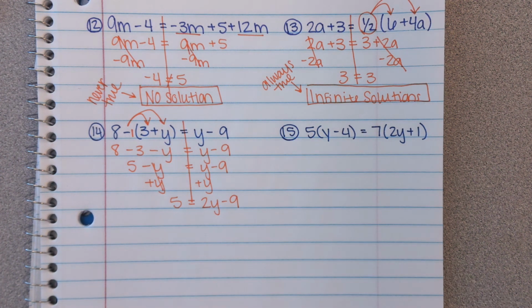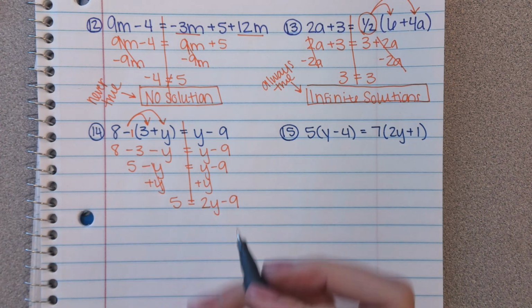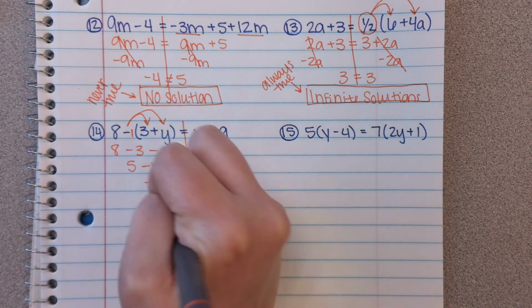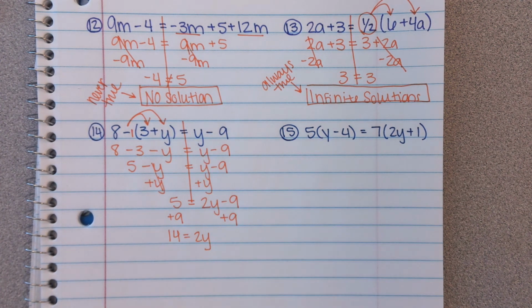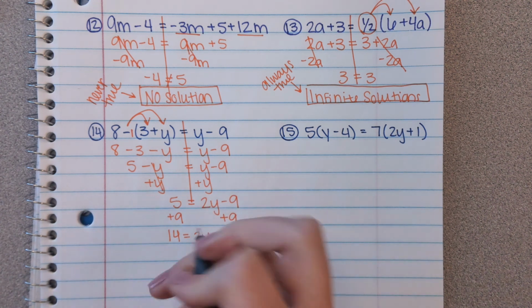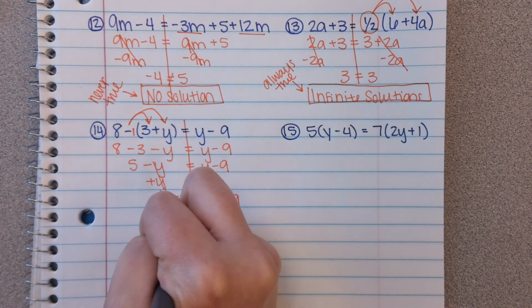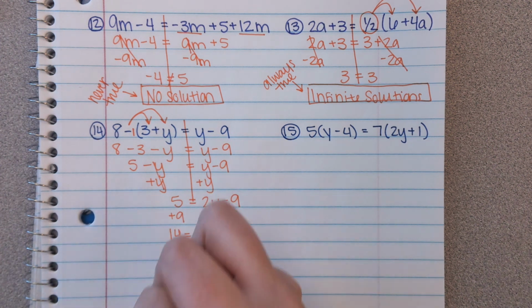Now, it's just a two-step, or you can think of bringing the constants to the other side. So I'm going to add 9. I get 14 equals 2y. I have a one-step. My last step is to either multiply or divide. Here I'm multiplying, so I will divide by 2 and get y equals 7, or 7 equals y.